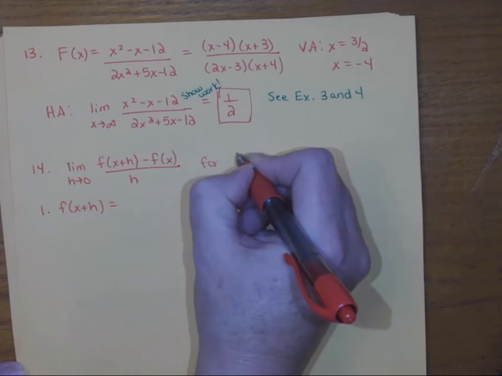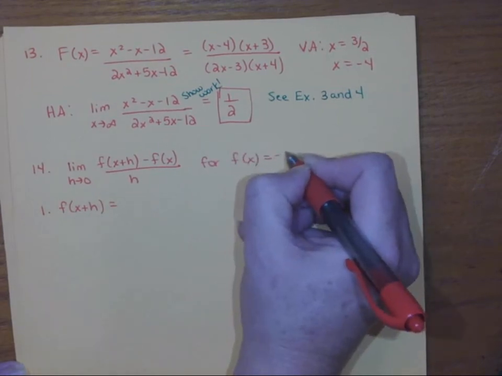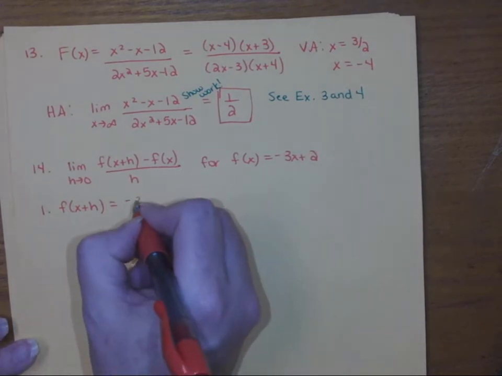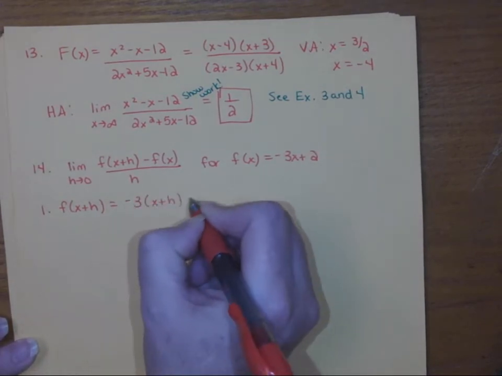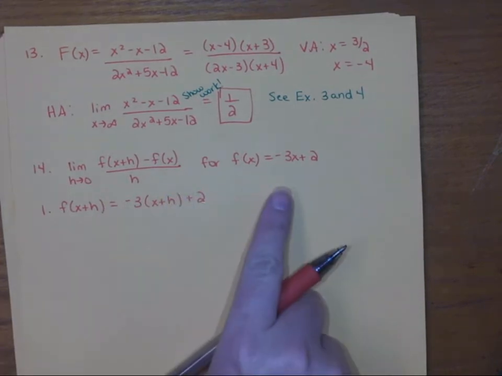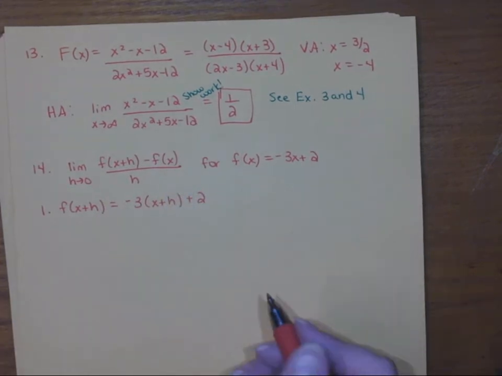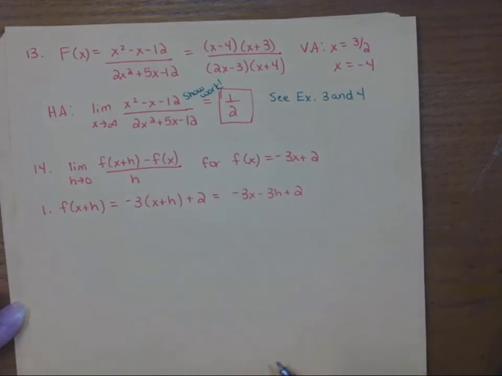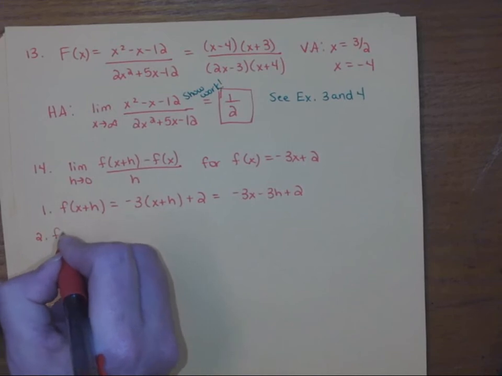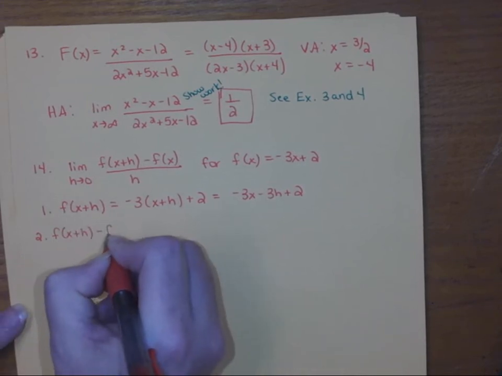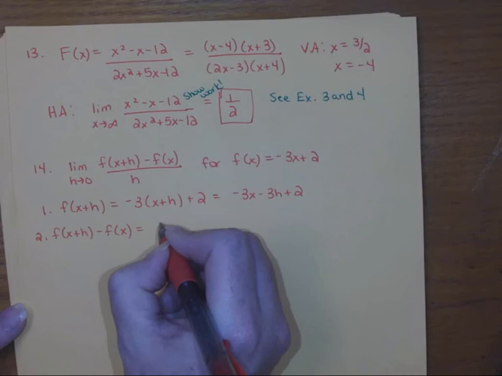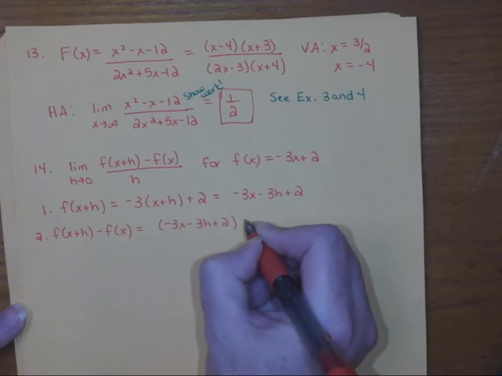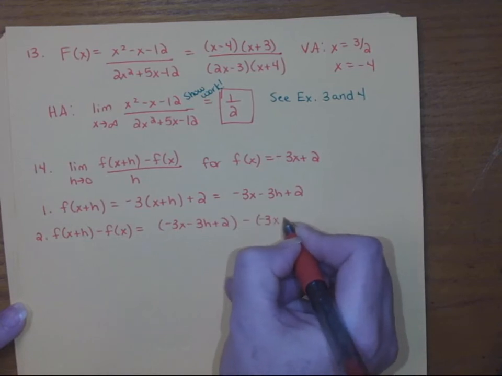Let me write down the equation. f of x equals -3x plus 2. Let's run through those steps. We would have -3 times x plus h plus 2. Notice all I did there was plug x plus h into that equation. So I'm going to get -3x minus 3h plus 2. Step number 2 is to take what I got in step 1 and subtract off f of x. So I get negative 3x minus 3h plus 2 minus the original negative 3x plus 2.